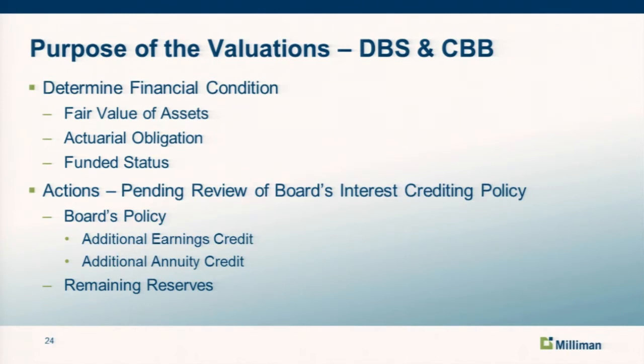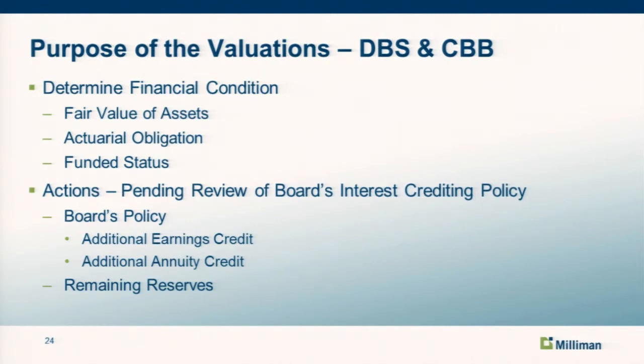The main point of doing these valuations is to determine the financial conditions of both the DBS and CBB programs. We look at the fair market value of assets, which we call the actuarial value of assets, but for these programs, the two are identical. We look at the actuarial obligation, and then we take a look at the funded status. And the funded status is really what can potentially trigger the granting of those additional credits, which makes sense since the entire design is to share out those gains over time.